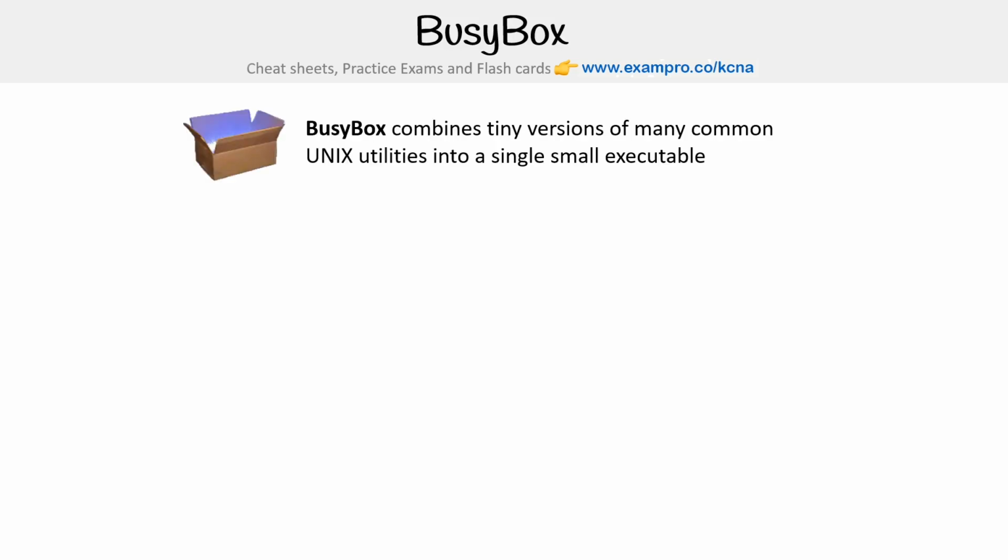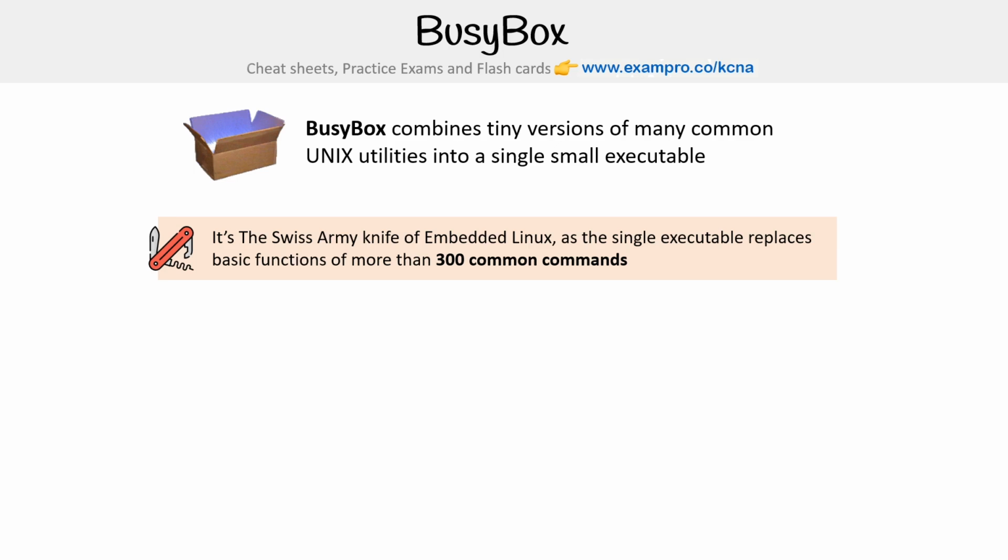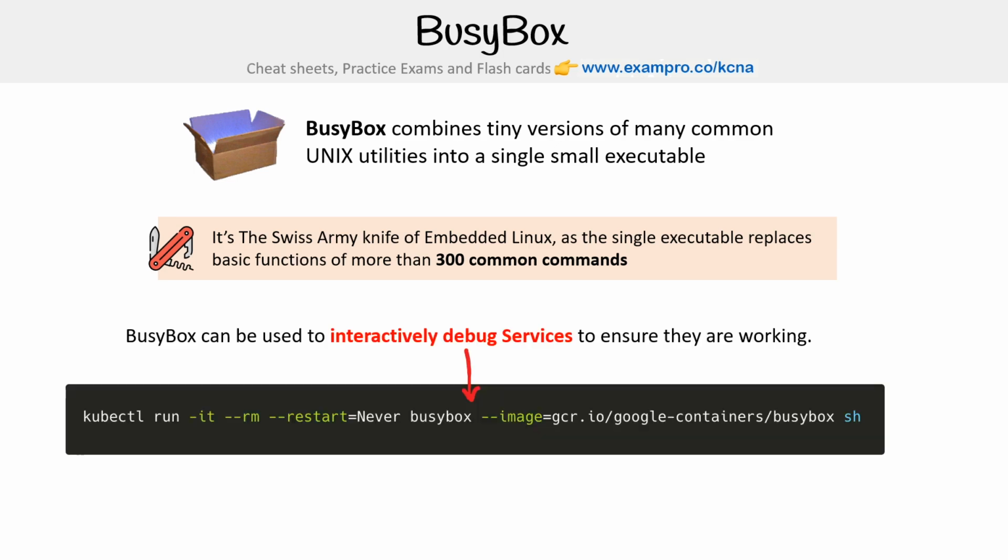So BusyBox combines tiny versions of many common Unix utilities in a single small executable. It's basically the Swiss Army knife of embedded Linux, as the single executable replaces basic functions of more than 300 common commands. And so BusyBox can be used to interactively debug services to ensure they are working.